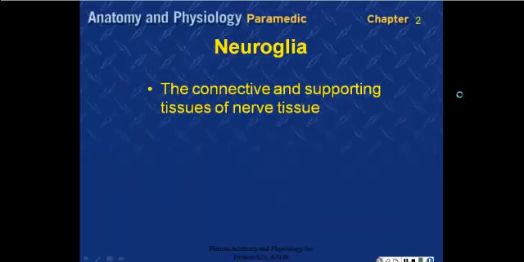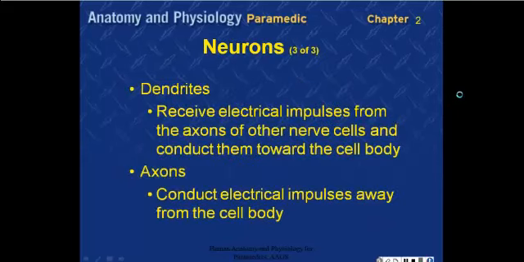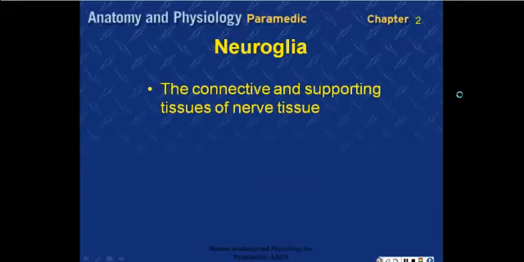By the way, let's go back to neurons for just a second. The cell body is also sometimes referred to as the soma, S-O-M-A. You may see that in some of the material. Peripheral neurons have a very particular shape, and we'll study that in more detail in the nervous system unit. Neuroglia is the connective and supporting tissue of nerve tissue. This includes such cells as astrocytes, which support nerve tissue, and Schwann cells, which insulate some of the axons in the peripheral nervous system.